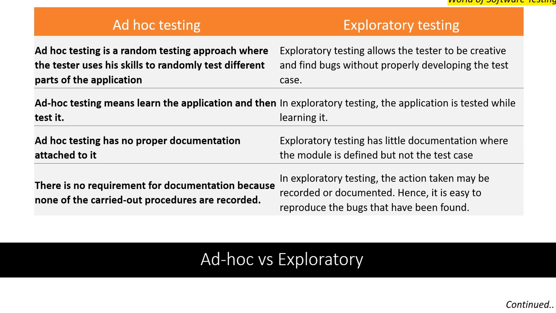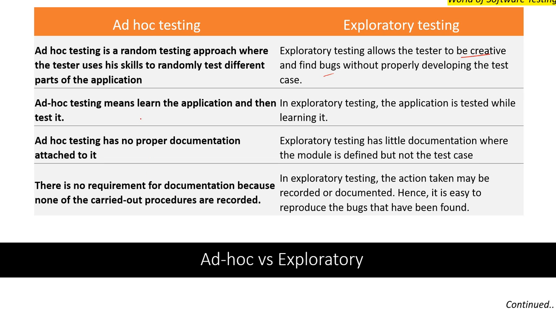Ad hoc testing is a random testing approach where the tester uses his skills and his experience to randomly test the different parts of the application. And exploratory testing allows the testers to be creative and find the bugs without properly developing the test case. So we are not writing any test case or using any test documentation in this testing type. Basically we are using the tester's skills, the experience and the creative approach to find the bugs.